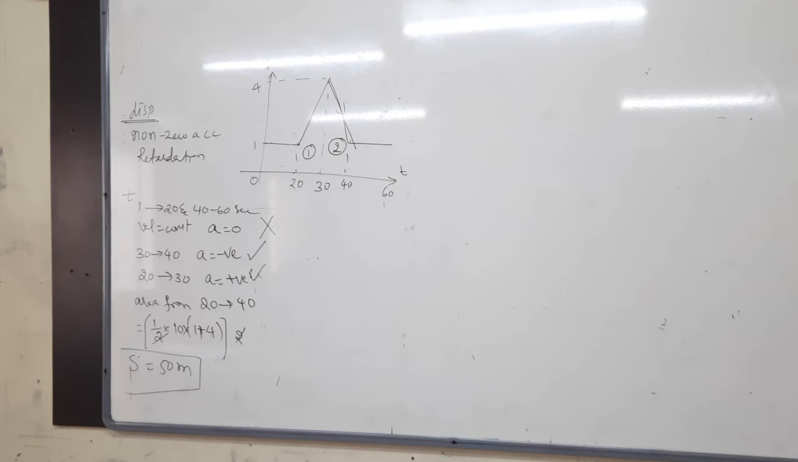X is constant, nothing but velocity is zero. X is constant. x by t is dx by dt. Delta x by delta t gives you what? Velocity. Delta x is how much here? Zero, no? There is no change. So the velocity is zero.